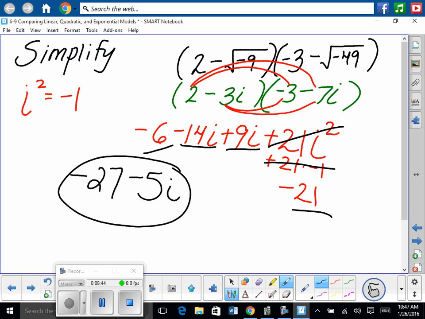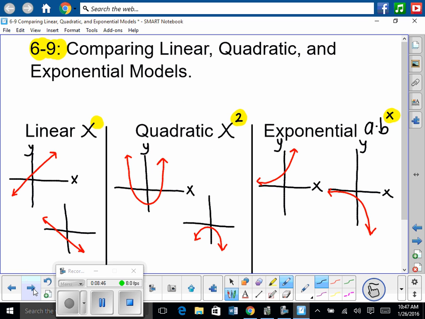Okay, awesome. I just wanted to review. Let's get to what we're doing today. 6-9, we're going to be comparing linear, quadratic, and exponential models. Back in Secondary Math 1, you focused on linear equations and exponential equations, so you should be experts in linear and exponential. Now in Secondary 2, you take a focus in quadratics. So today we're going to be comparing the three.